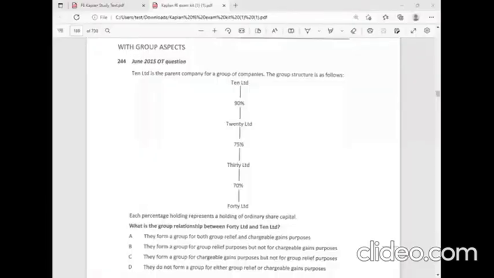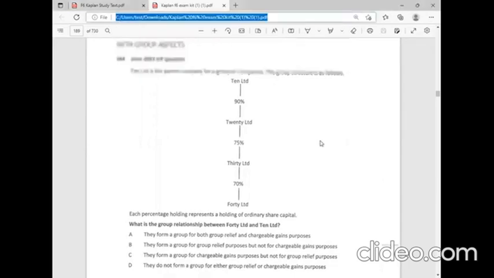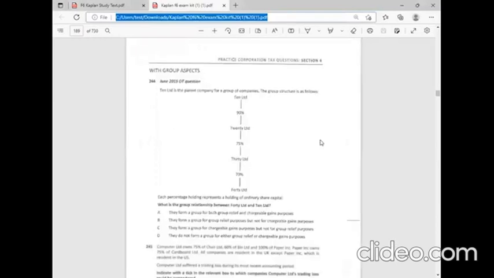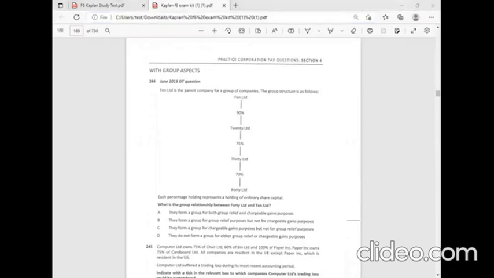Now, the question in front of you is from your Kaplan revision kit. It's a big question. Please read it. TEN Limited is a parent company for a group of companies. The group structure is as follows. 10 Limited holds 90% of 20 Limited, 20 Limited holds 75% of 30 Limited, 30 Limited holds 70% of 40 Limited. Each percentage holding represents a holding of the ordinary share capital. Which group relation exists between 40 Limited and 10 Limited?